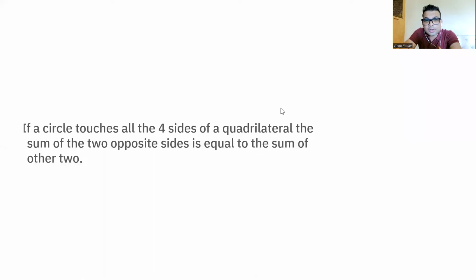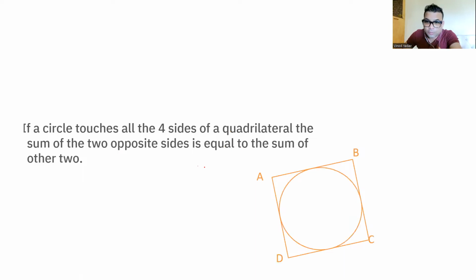One more point about cyclic quadrilateral. Now, if a circle touches all the four sides of a quadrilateral, the sum of the two opposite sides is equal to the sum of the other two. See, this is a quadrilateral ABCD, and a circle is touching all the four sides. So the circle is inside. So AB plus CD will be the same as AD plus BC.